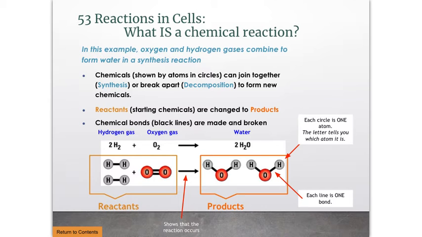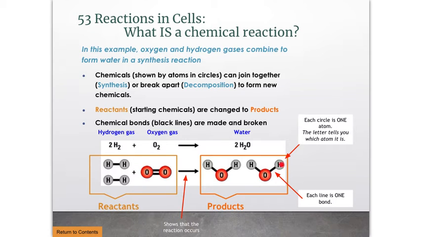Okay, now we're going to move on to chemical reactions. In this section, it's basically a review from 8th grade science of how reactants become products. Reactants are the molecules that go into the reaction. Products are the end product. So reactants are the starting, products are the end.